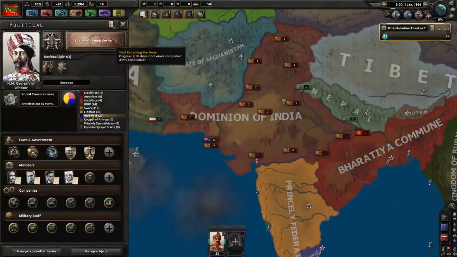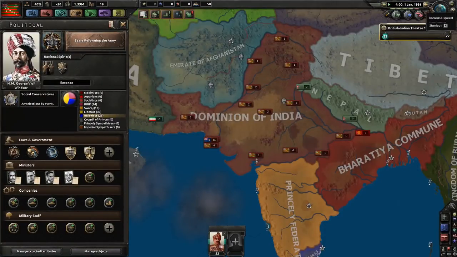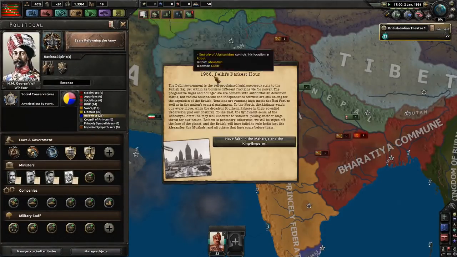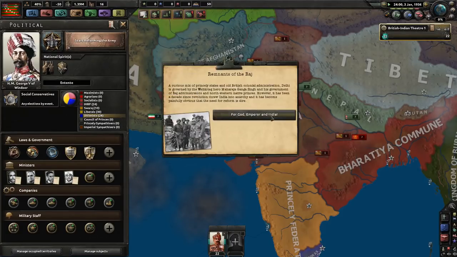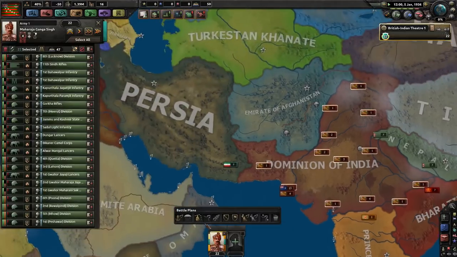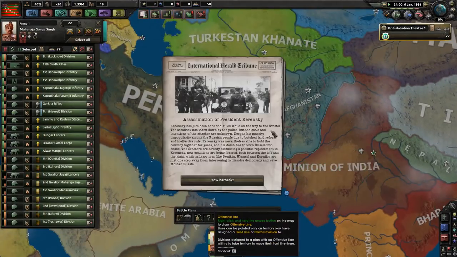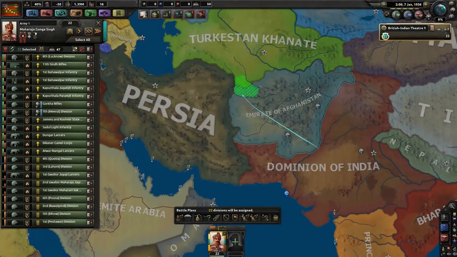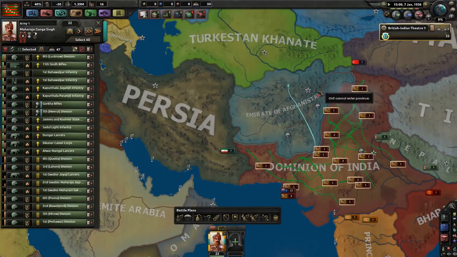Let's just go ahead and start reforming the army, and we're going to fast forward and start looking at events as they pop up. So, Delhi's Darkest Hour, whatever. Now, this is not a true Let's Play. I'm just going to be going through the early part of the game so you can see the events that are going to pop up.